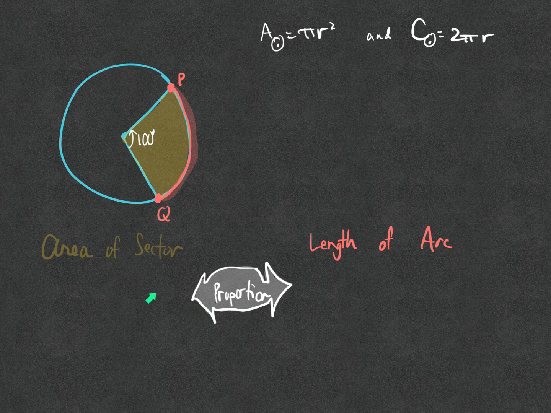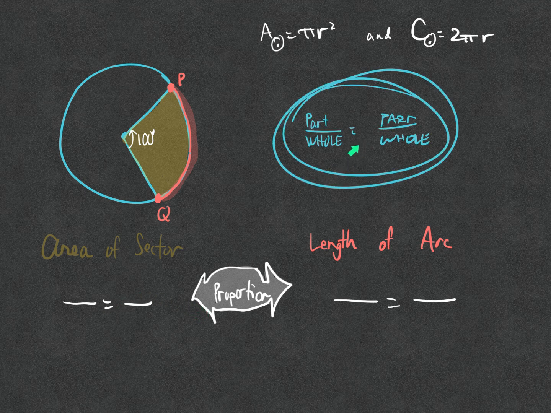Anyway, so the proportions will always be in the form of part of something divided by the whole something. So in this problem, we have a 100-degree central rotation. That's part of a full 360. So we would say 100 degrees is part of a full 360-degree rotation.